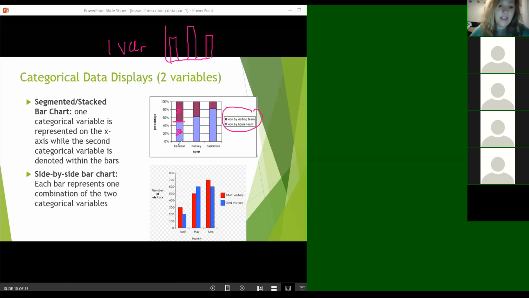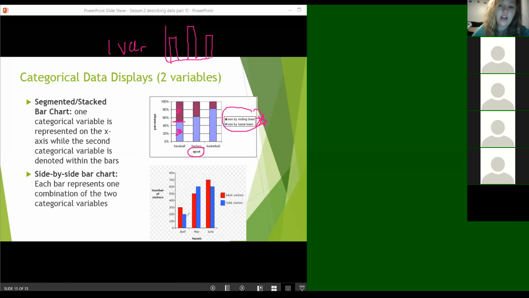So it's just making sure that one category is representing the X and then the other one is within the bar. So the category on the X-axis is going to be the sport, and then within the bars is going to be our other variable, either won by the visiting team or the home team, and that's what the colors are.